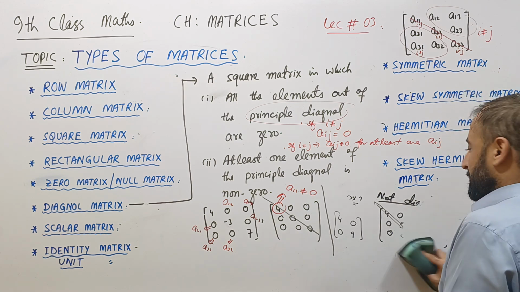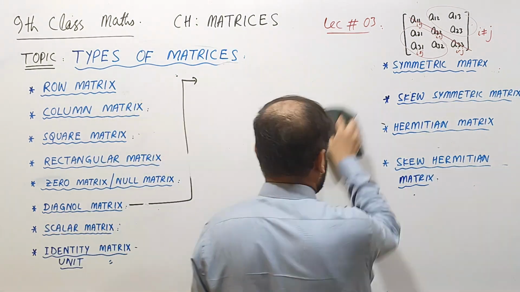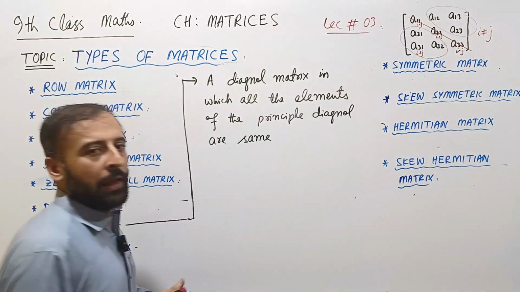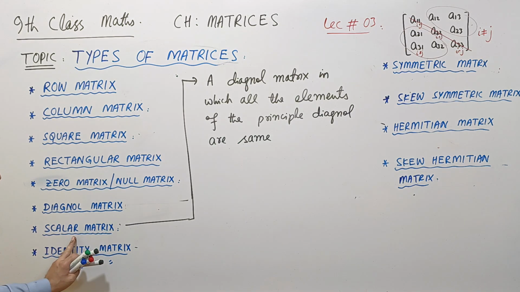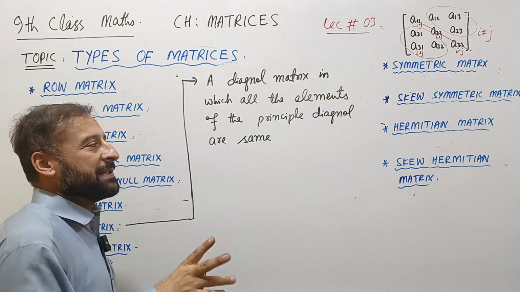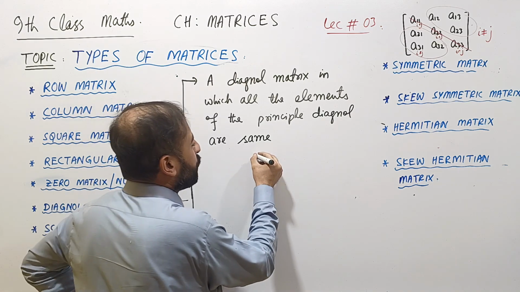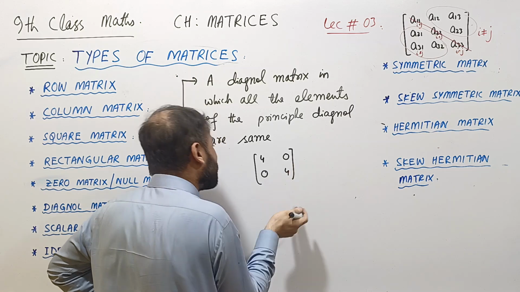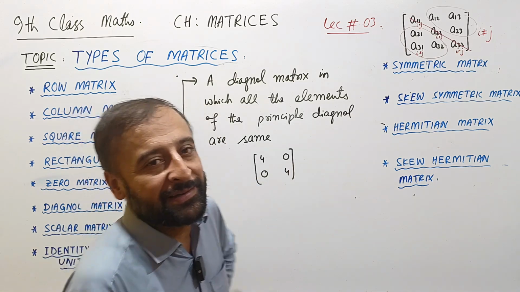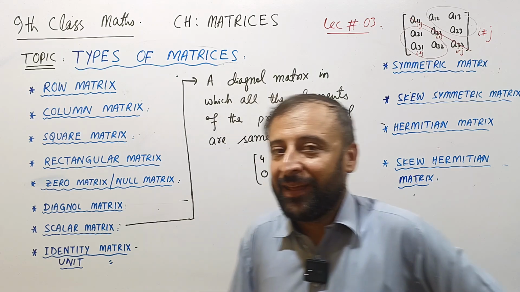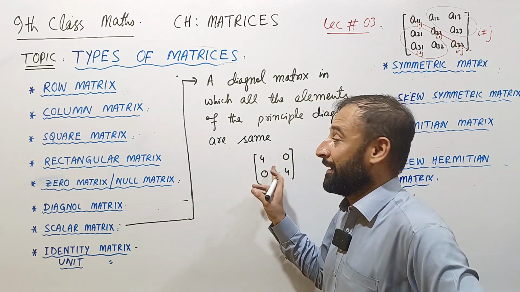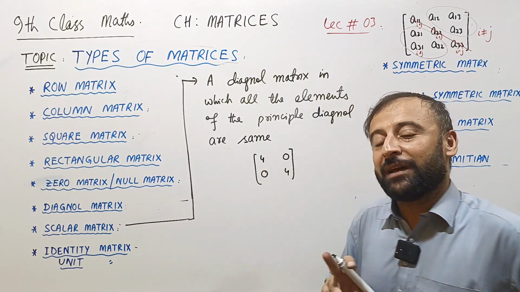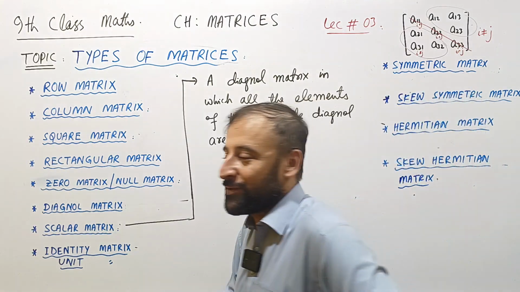Let's discuss the other matrix, the scalar matrix. All right, students, the definition of a scalar matrix: a diagonal matrix in which all the elements of the principal diagonal are the same. For example, if you have a 2 by 2 matrix, this is a 2 by 2 scalar matrix. It is a diagonal matrix, but it is a scalar matrix. It is a special case of a diagonal matrix. In the first place, it is a diagonal matrix, where at least one element of the principal diagonal is non-zero and the outer elements are 0. But then if the elements of the principal diagonal are the same, we would say it is a special case.